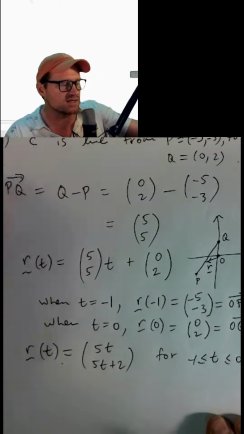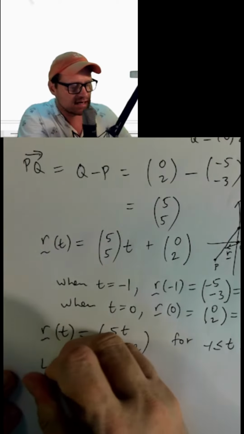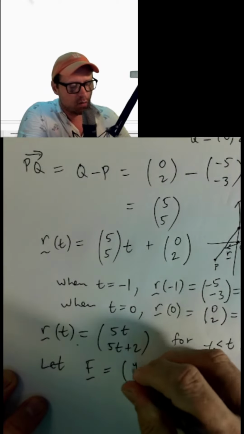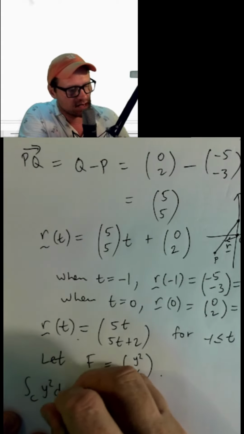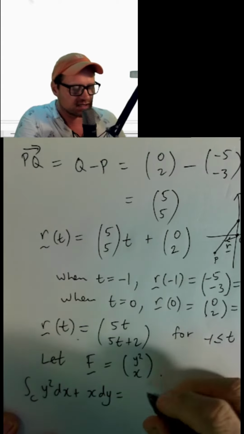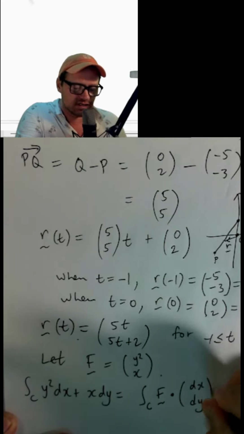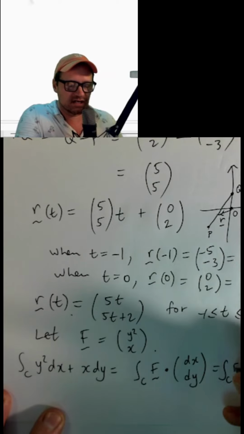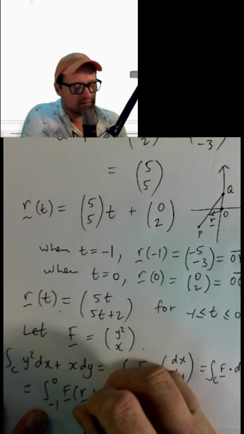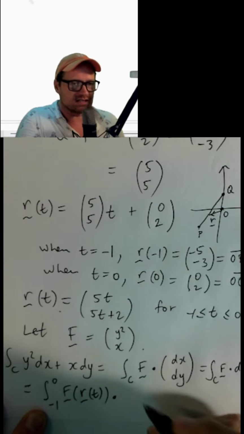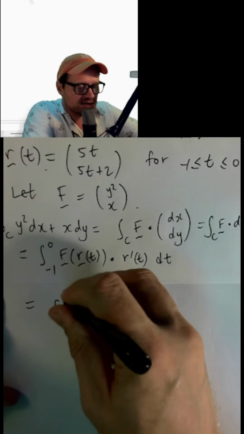All right, so in the next part of this, we want to look at the y squared and the x and form a vector F from that. So let's say let F be equal to (y squared, x). Then the integral over C of y squared dx plus x dy can be expressed as a dot product of the vector F with the vector (dx, dy). And so this is the integral over C of F dot dr. So from -1 to 0, F of r of t dot dr on dt, which is r dash of t, dt.